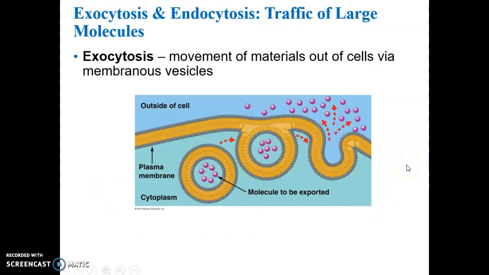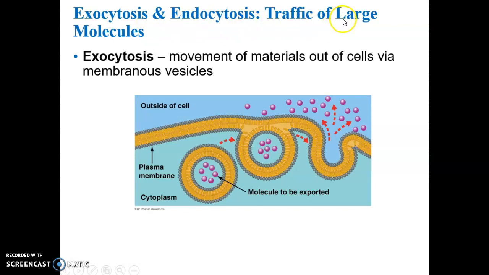So let's look at exo and endocytosis. Word root, cyte or cyto means cell, exo means out of, endo means into. So exocytosis, movement of material outside of the cell. Endocytosis, movement of material into the cell.